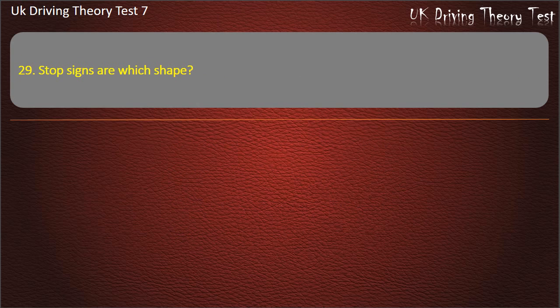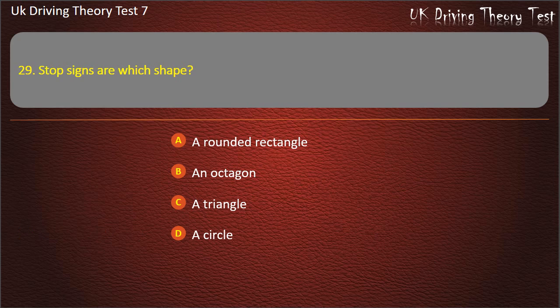Question 29. Stop signs are which shape? A rounded rectangle. An octagon. A triangle. A circle. Answer. An octagon.